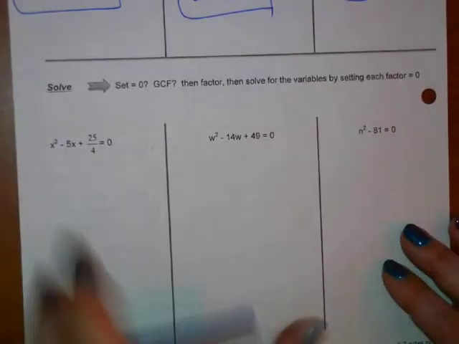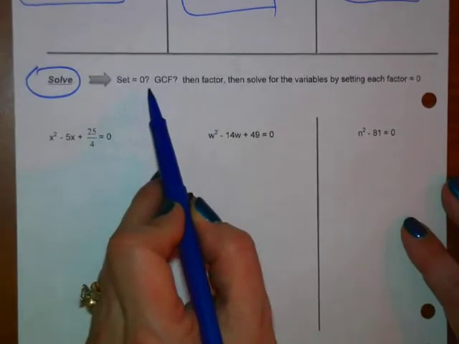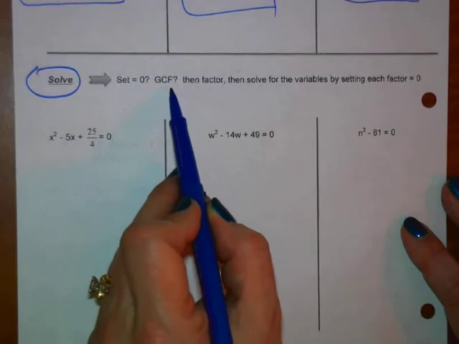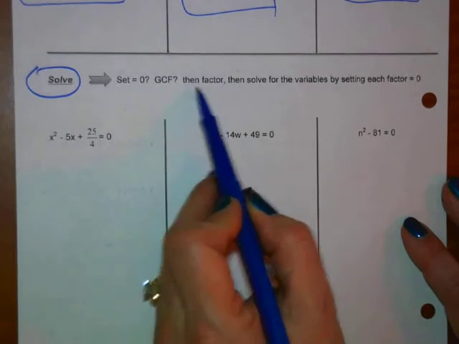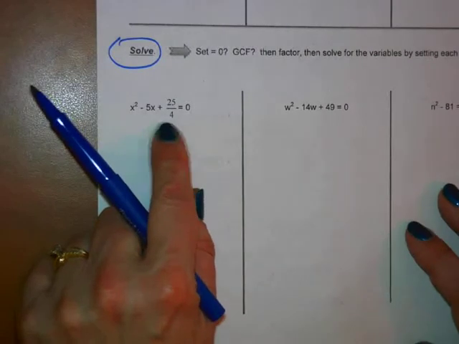All right, let's just do these first 2 here. All right, solve. Now I have to actually find out what the variables are. So first, is it set equal to 0? Check that always. Greatest common factor. Can I pull something out? Then you factor, then you solve for the variables by setting each factor equal to 0. All right, are you freaking out because there's a fraction? Don't freak out. Really. It's okay. We'll be fine. So it's set equal to 0.